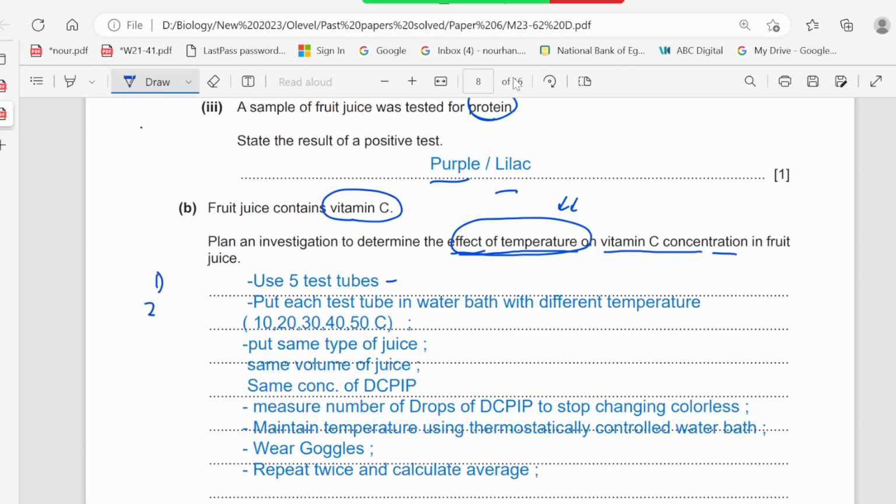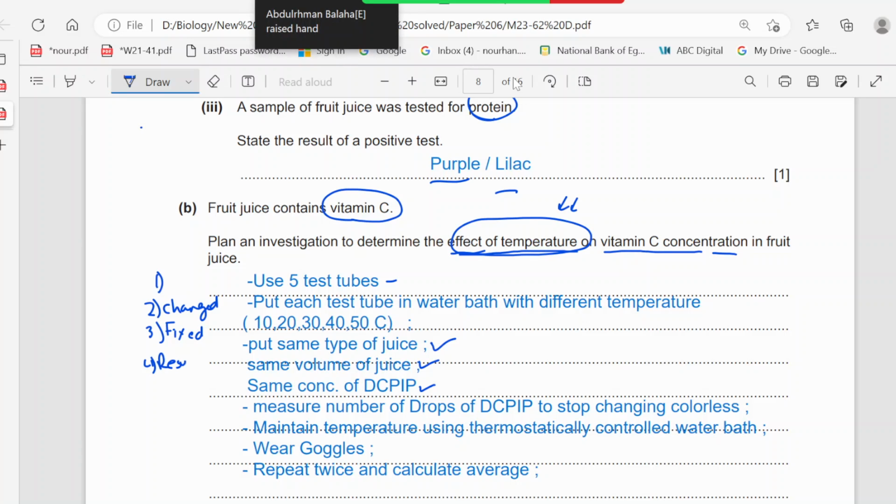So number 2 is the changed variable. Number 3 is the fixed variables. Same type of juice, same volume of juice, same concentration of DCPIP, which is the reagent to test for vitamin C.